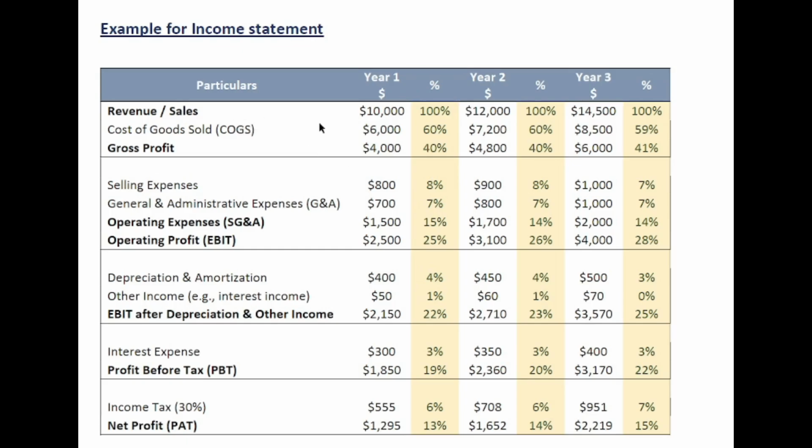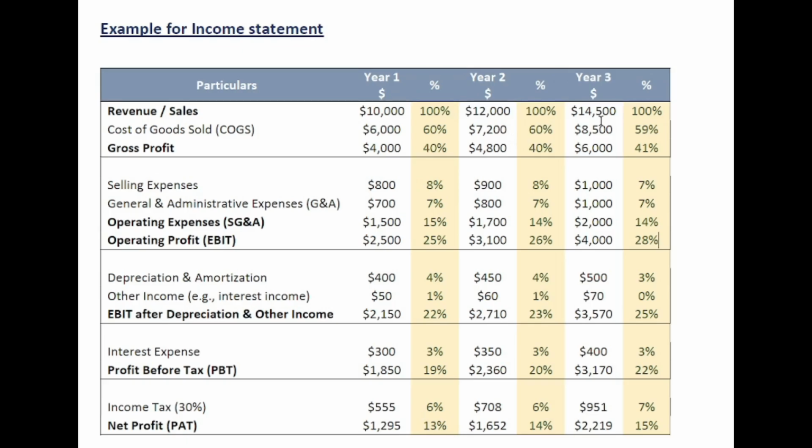You can see here the cost of goods sold is 60% of sales for year 1, and the GP is 40%. The selling expenses are 8%, G&A 7%, so the total operating expense is 15%. The operating profit is 25%. Depreciation is 4%, all related to sales, as we are taking sales as the base. The other income or interest income is 1%. The interest expense we took as 3%. PBT, profit before tax, is 19%. Income tax is 6%, and the net profit is 13%. It is prepared the same way for year 2 and year 3.